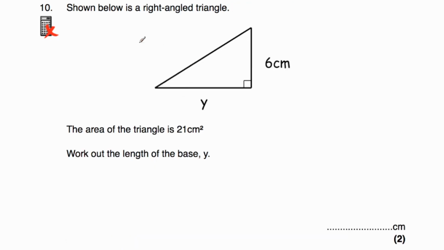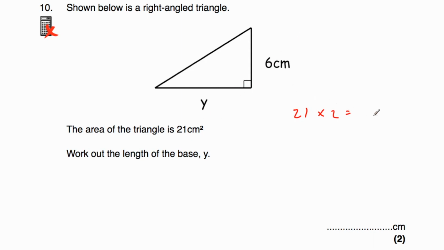So question number 10, we've been given a right angle triangle. It's got a base of y and a height of 6. And we're told the area of the triangle is 21 centimeters squared. And we've been asked to work out the length of the base y. So remember, to find the area of the triangle, we do the base times the height, and then we half it to get the area. So we have done y times 6, and then we've got that answer, and we've halved it, and that's given us 21. So if we take our 21 and double it, or times it by 2, that will tell us what the base times the height is.